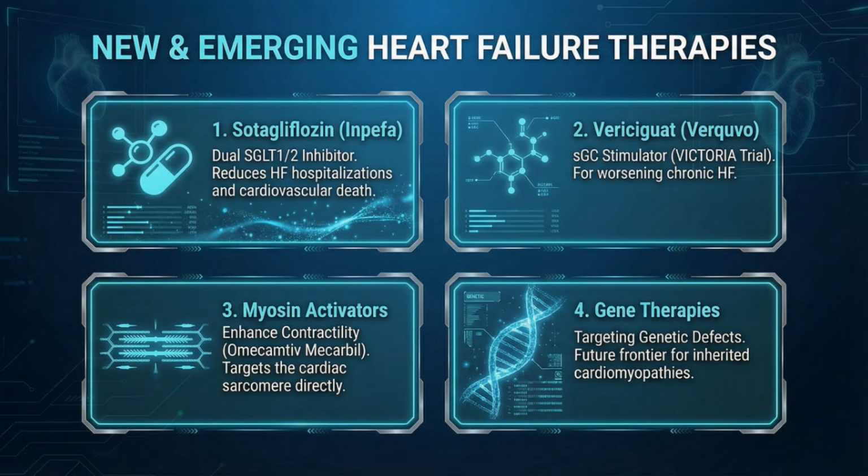Sotagliflozin is a dual SGLT1 and 2 inhibitor. Vericiguat, studied in the VICTORIA trial, is a soluble guanylate cyclase stimulator. Myosin activators, like omecamtiv, aim to directly enhance cardiac contractility. And on the horizon, gene therapies are being developed to target the underlying genetic defects that can cause heart failure.